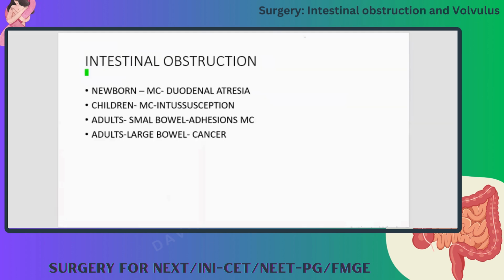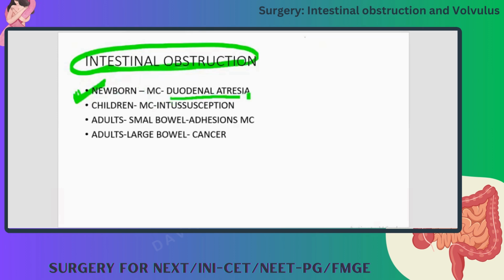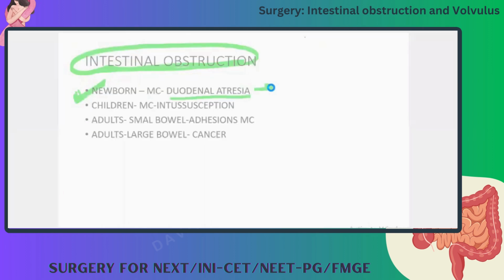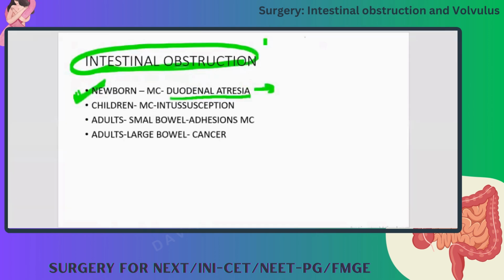So now coming to intestinal obstruction. In newborn, the most common is duodenal atresia. What is the barium appearance of duodenal atresia? Double bubble. Very good. Double bubble sign.